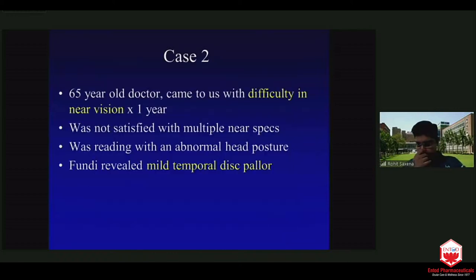Another patient, in fact a medical doctor in AIIMS only, a 65-year-old gentleman, came to us with difficulty in near vision. That's what he was actually telling us. He had repeatedly been refracted, but he was just not satisfied with the repeated refractions and the corrections for near he was getting. We asked him to read his near vision, and we realized he was repeatedly moving his head and having a little abnormal head posture, and the fundi revealed mild temporal pallor.